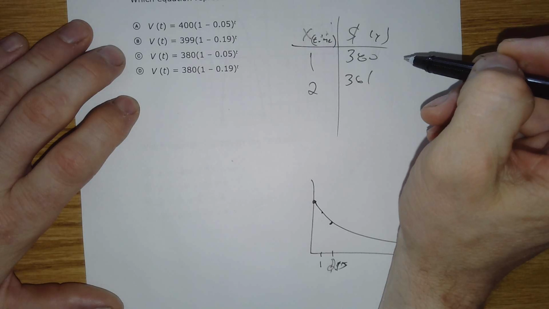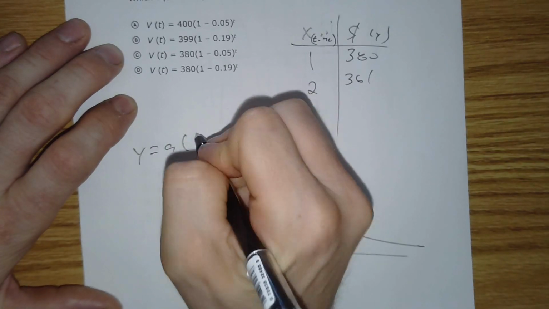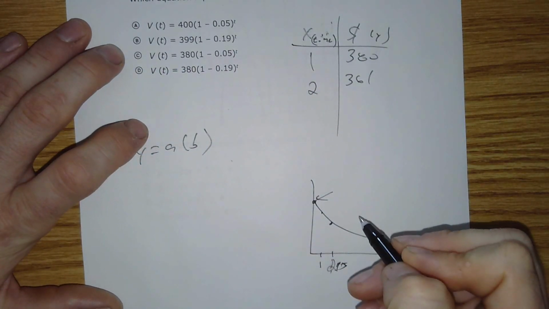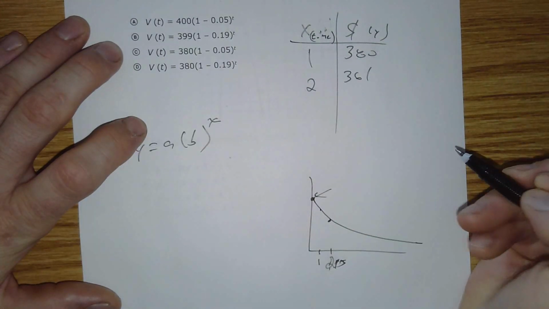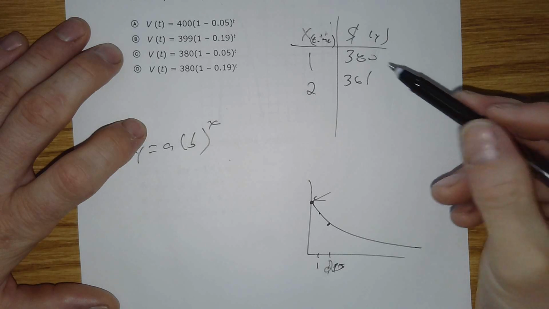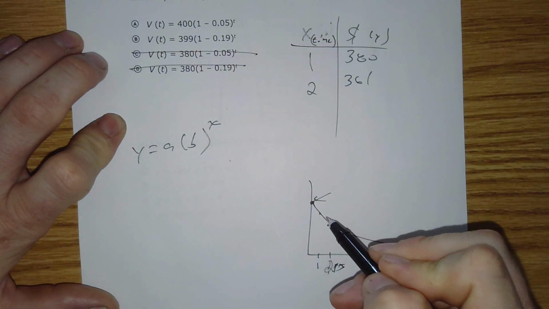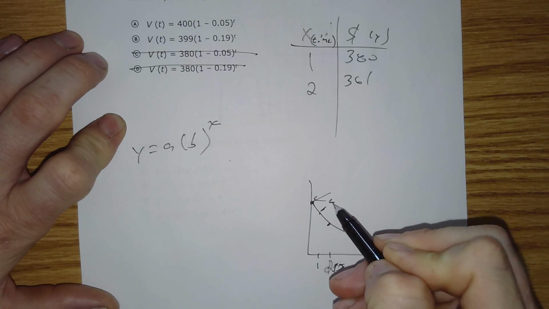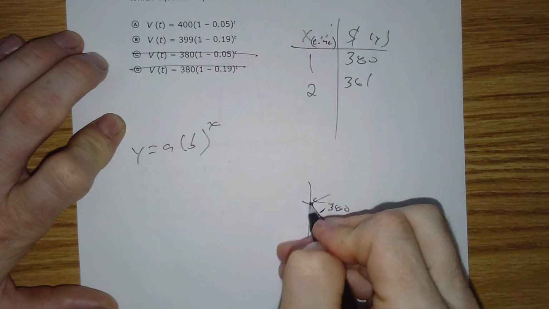So I know that y equals A, which is right here, times B, which is how much it's going to grow or shrink by. In this case, it's just shrink, right? Raised to the x. So I can eliminate one number already, this 380, because 380 is right here at 1, so it cannot be right here.